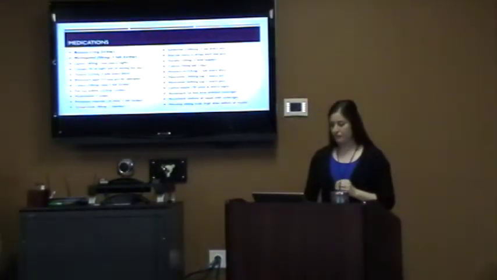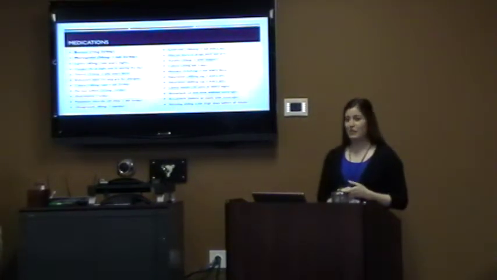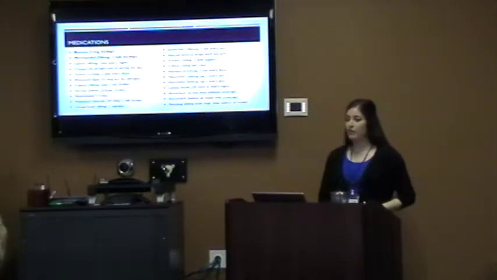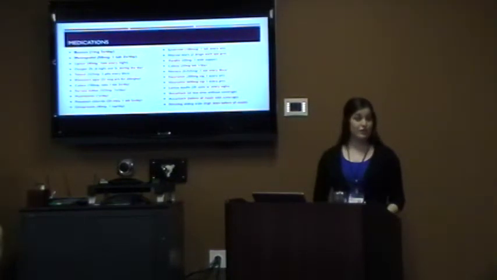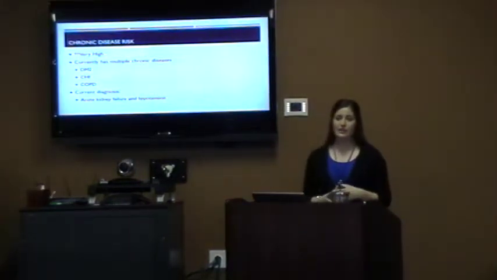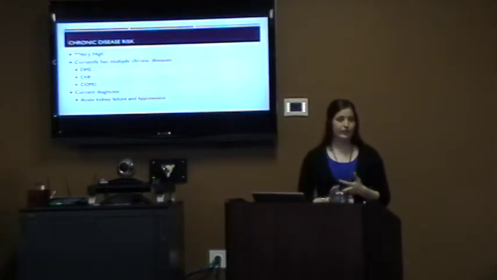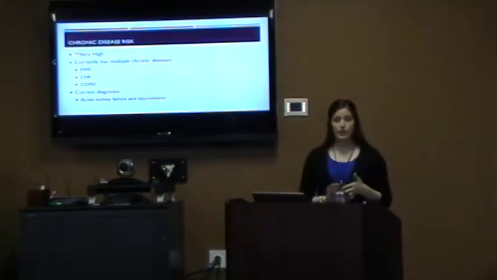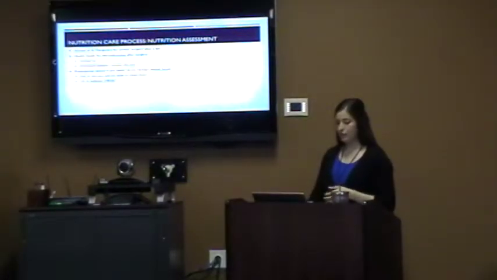So he's also on a lot of medications for his extensive medical history, but the main ones are the Bumex and the Metoclopramide, which is a beta blocker. He's not on any ACE inhibitors because he's allergic to those. So his chronic disease risk is very high. He has multiple chronic diseases, diabetes, the heart failure, COPD. His current diagnosis is actually the acute kidney injury though, and hypotension, which later goes to the hospital.